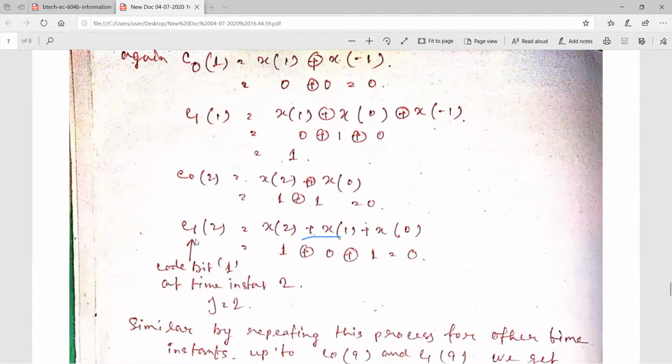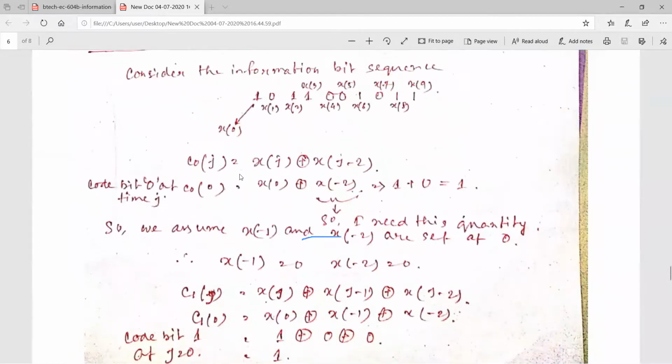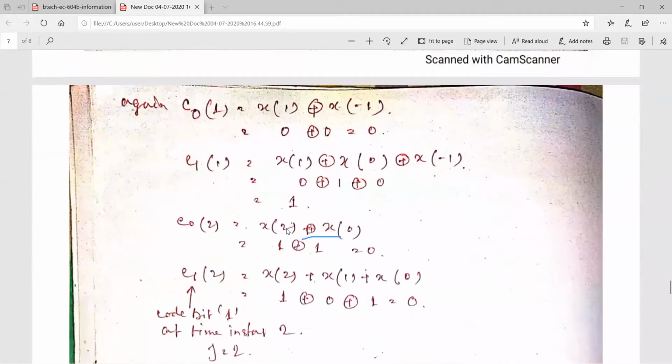So this is C12, this is C02. Another element, that means C02 when j equals 2. So what is the definition of C0? We have considered C0: the expression of C0j equals xj XOR xj minus 2. So similarly x2, j minus 2, j is 2, so 2 minus 2 equals 0.